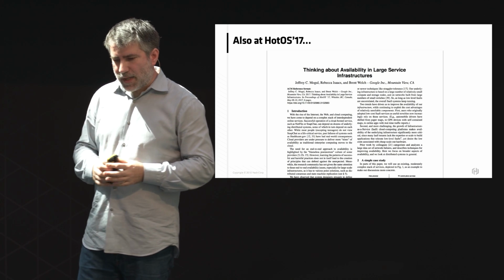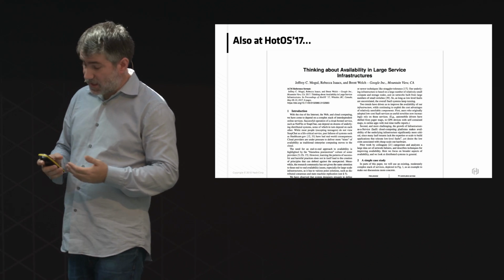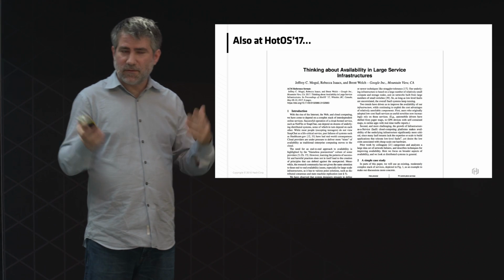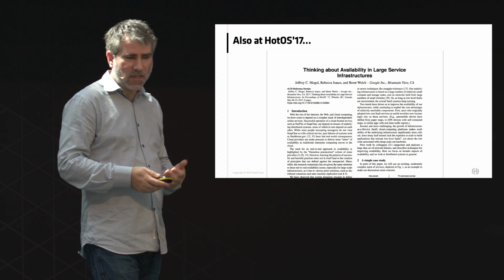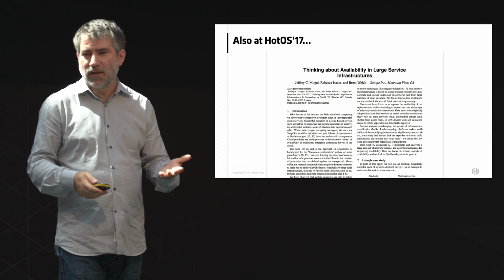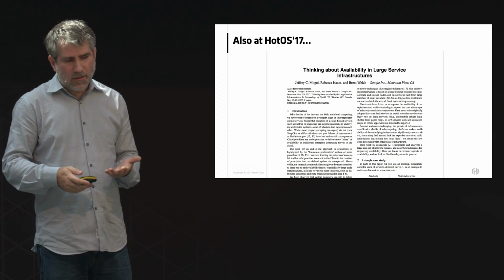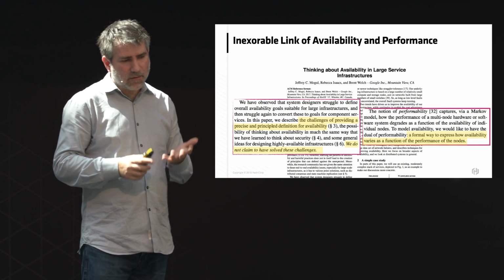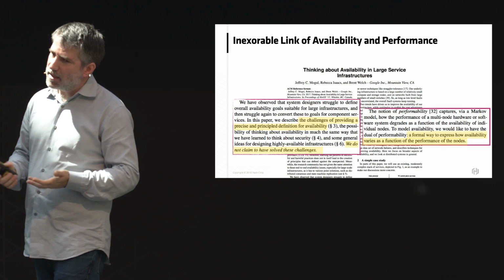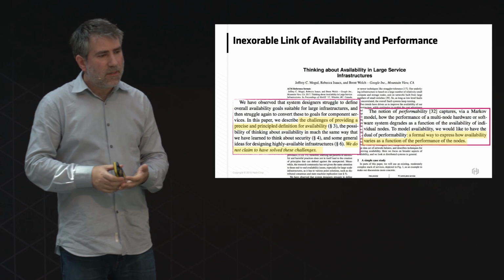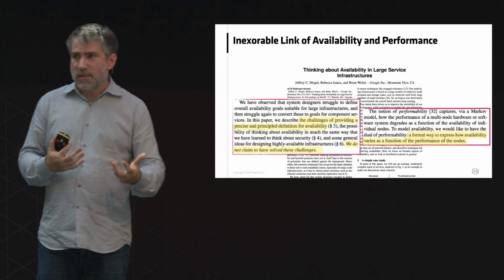There was another really cool paper at HotOS, this time from Google. I don't know if they talked to each other first, but Google and Microsoft show up at the same conference and start talking about the pain points that they're having at scale. And the most important thing that they brought to the table here is it's common sense, but sometimes you need to be reminded of the obvious, that there's this inexorable link between availability and performance.